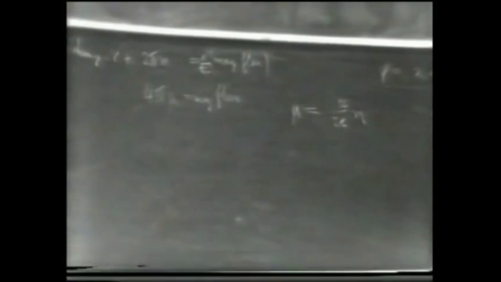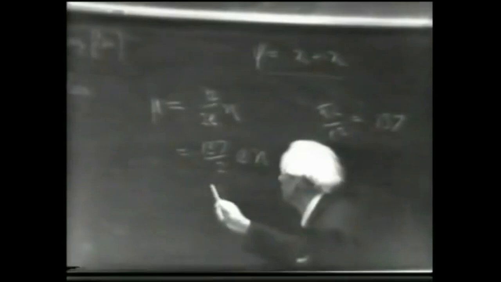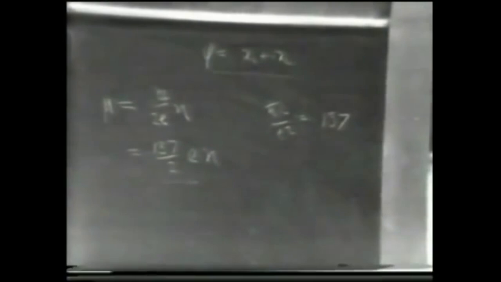Using this numerical relationship, we get 137 over 2 in. You see, if you take this smallest value for n, you get for the strength of the pole something which is much greater than the charge of the electrons, 137 over 2 times e. This minimum monopole is thus quite a large thing.